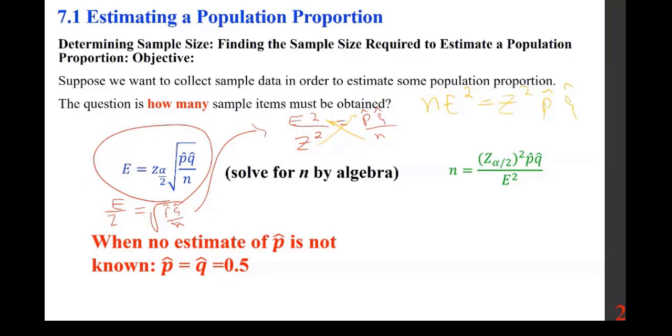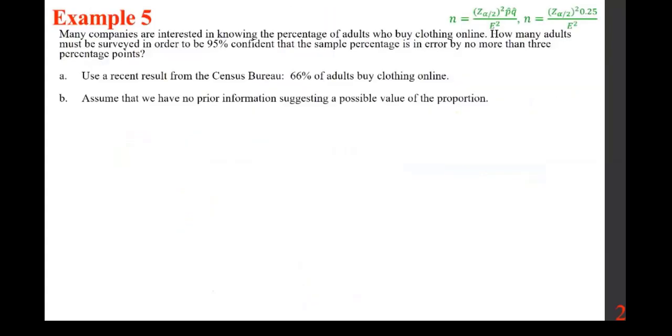So if you replace p hat and q hat with 0.5, then p hat times q hat is 0.5 times 0.5, and that's 0.25, and that's how we arrive at this one. I hope it's clear, everybody. You don't have to come up with the formula. The formula is given to you, but I wanted to show how we arrive at it.